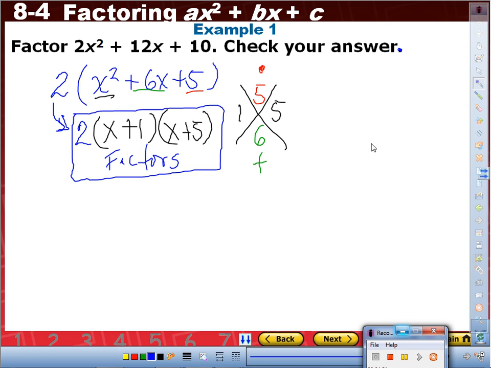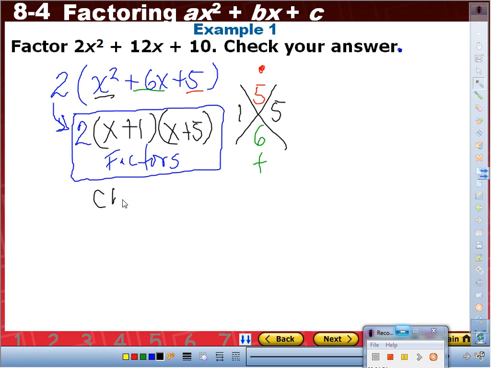So let's go through our steps. Step 1, GCF. Did we find that? Yes. Step 2, open 2 parentheses. Did we do that? Yes. Step 3, factor the first term. Did we do that? Yes. Step 4, and then we factor the last 2 terms? Yes. Step 5, we write our factors, but this time we included the GCF. Are we there? Yes. And step 6, we need to check.